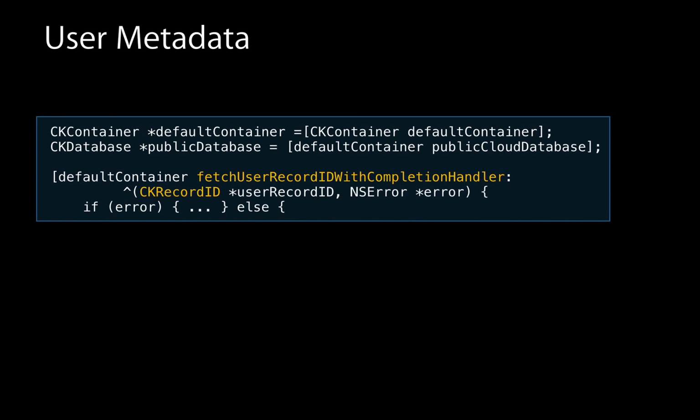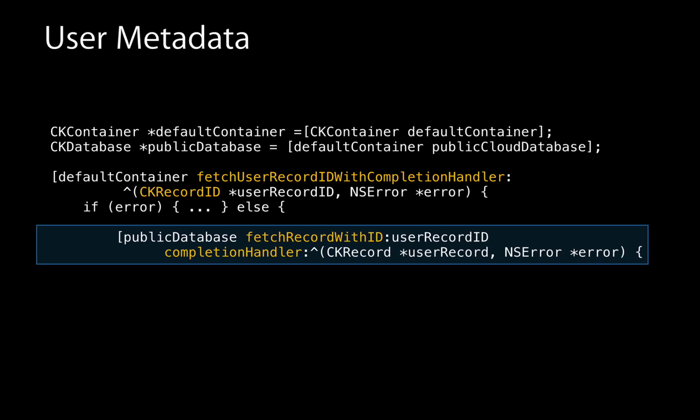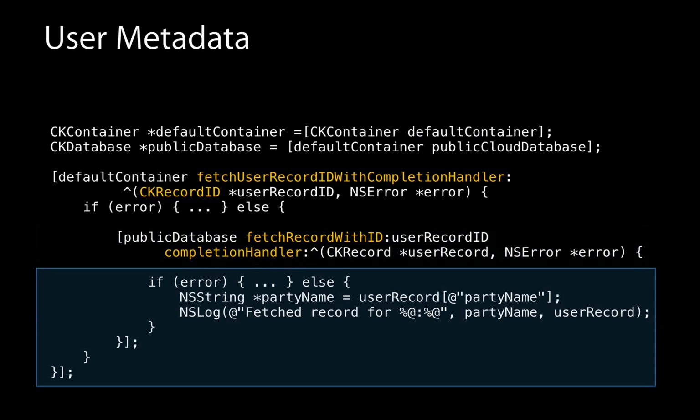All right, so what does it look like? Here we have the same code that we saw earlier. We're fetching a user record ID. Once I have that CKRecordID, I can go ahead and fetch that record from either database that I choose. Here I'm choosing to fetch a record with that identifier from the public database. Assuming that I don't get an error, I now have a live CKRecord that represents this user. And I can treat it like I would any other CKRecord. I can pull key value pairs off of it. I can set key value pairs on it. And if I wanted to, I could go ahead and save it back to the server.